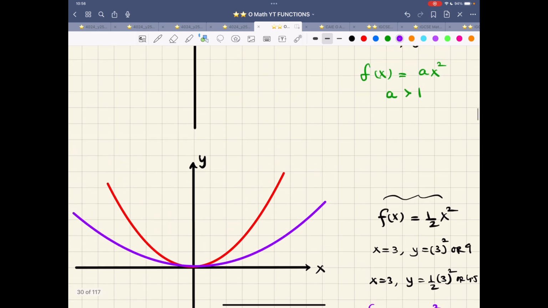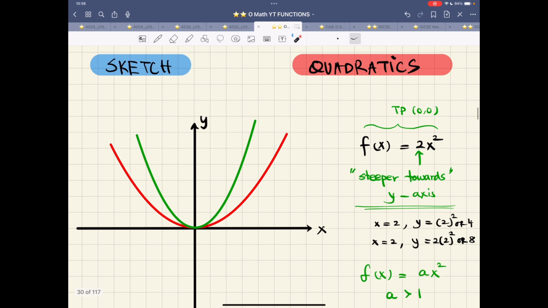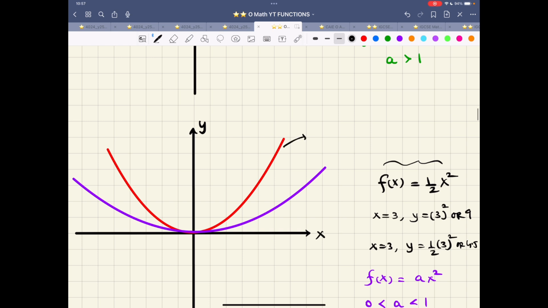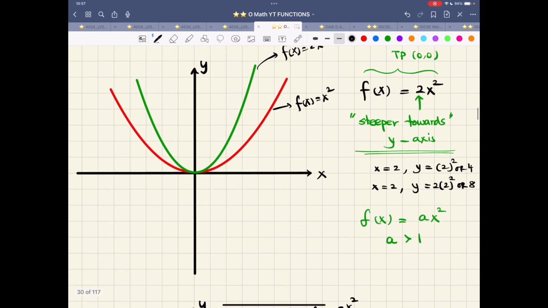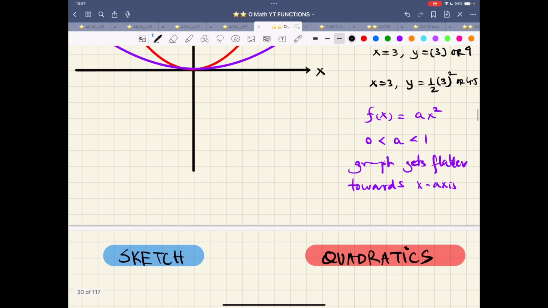Got the idea? So let's recap the whole story. So we have this thing which is the original one. The red one is the original one. Let me also mark it. So this is y is equal to f(x), or simply let me write this thing as f(x) is x square. And this is steeper, f(x) is 2x square. This red one is the original, f(x) is equal to x square, and this is f(x) equal to half x square. So there is this concept of steeper towards the y-axis and flatter towards the x-axis.